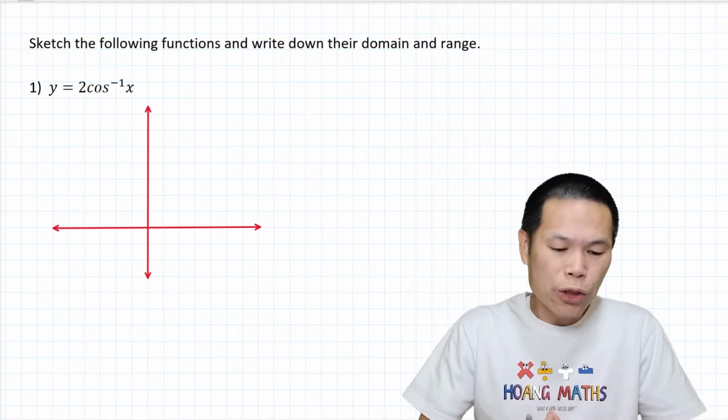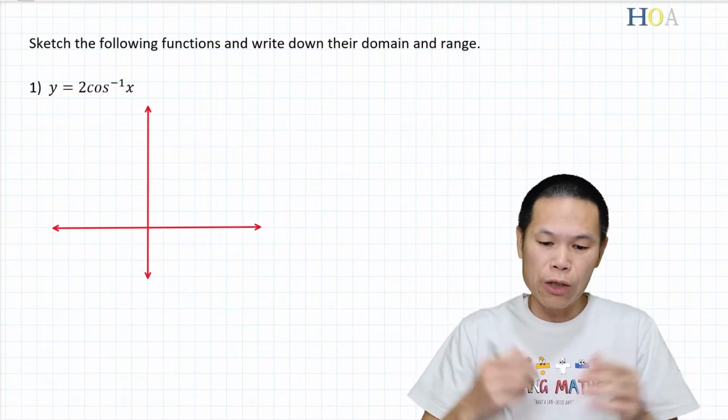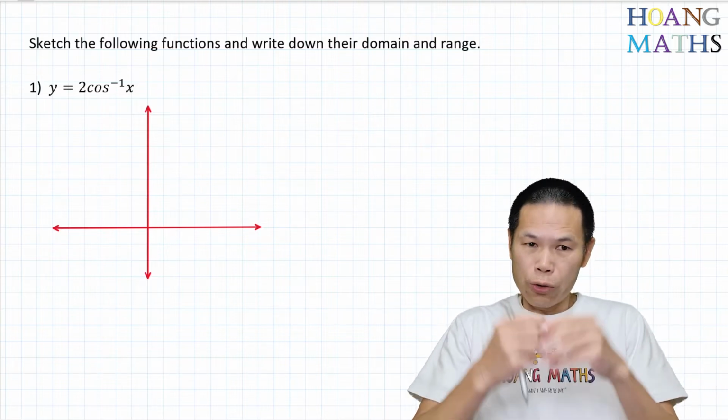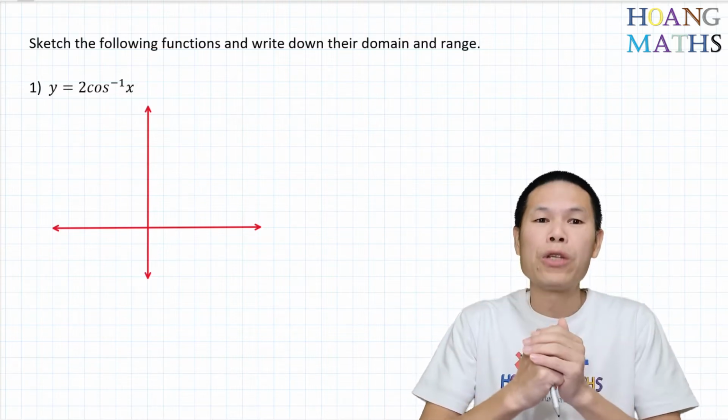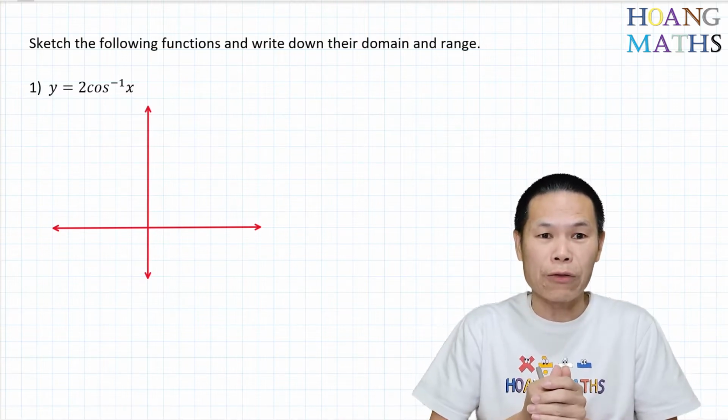First one, we need to graph y is equal to 2 cos inverse of x. And then we need to write down the domain and range for the functions. So in order to do this, first of all, we need to know how to sketch y is equal to cos inverse of x first.